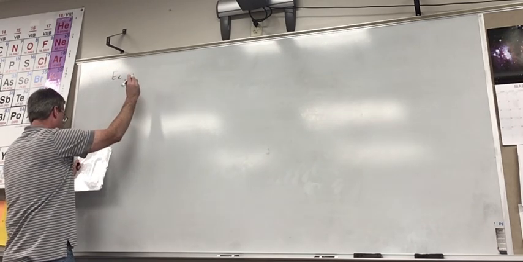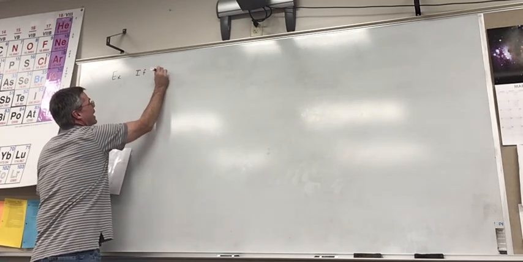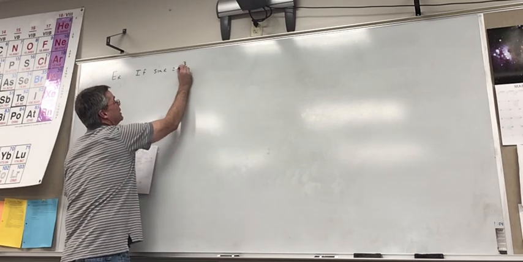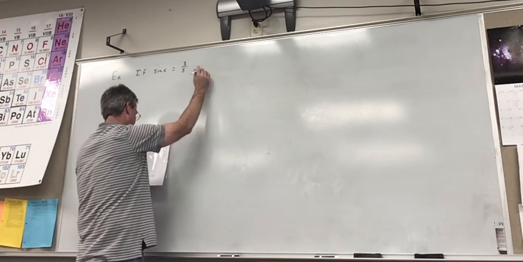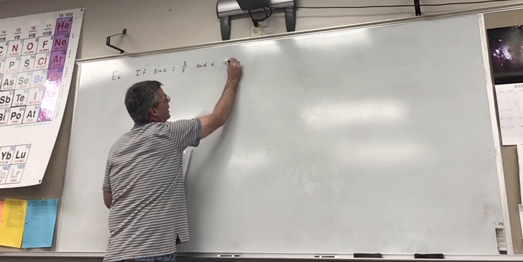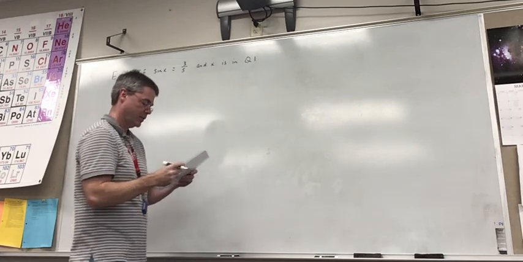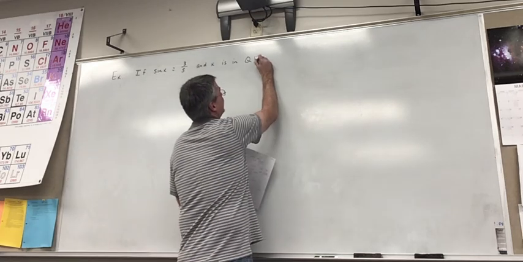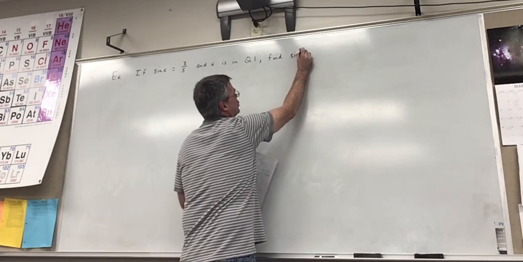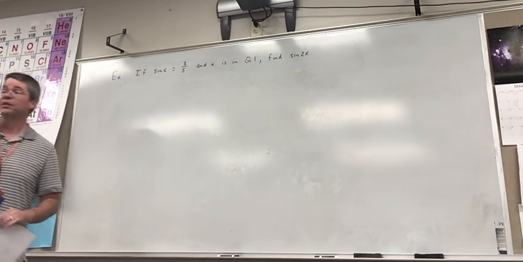All right, so our first example is if sine x is equal to 3/5 and x is in quadrant 1, find sine 2x. So 2x meaning twice the angle x, the double angle.